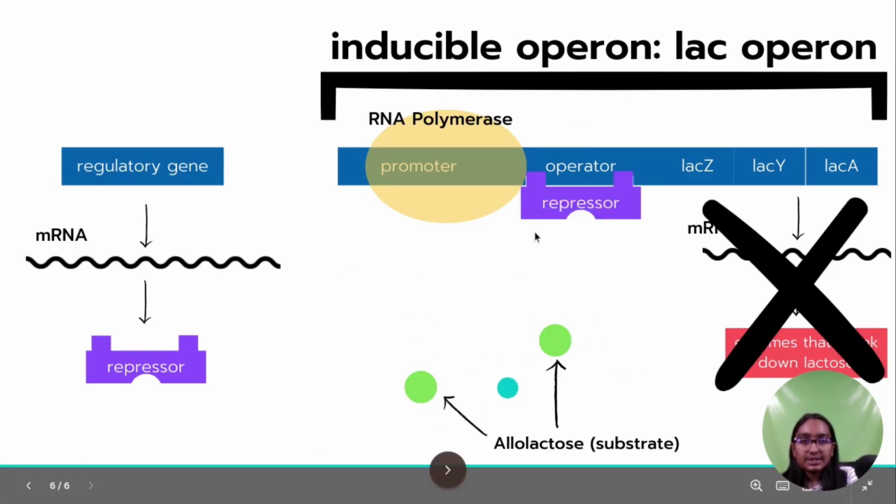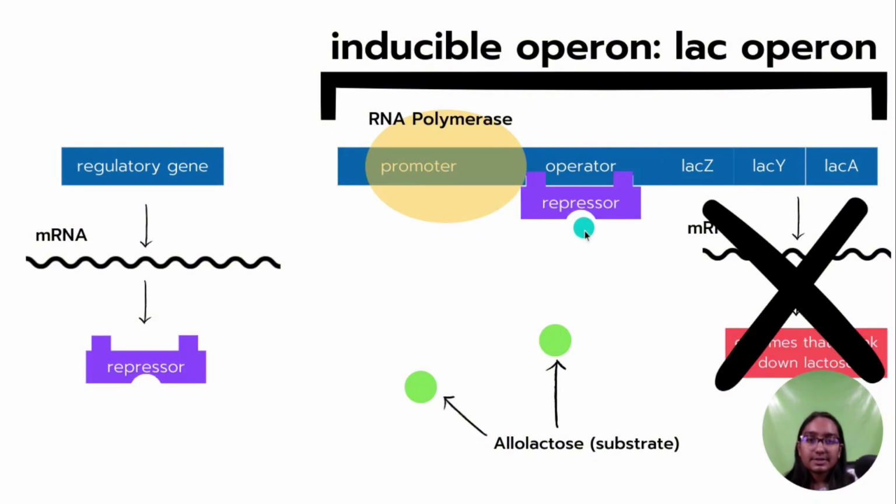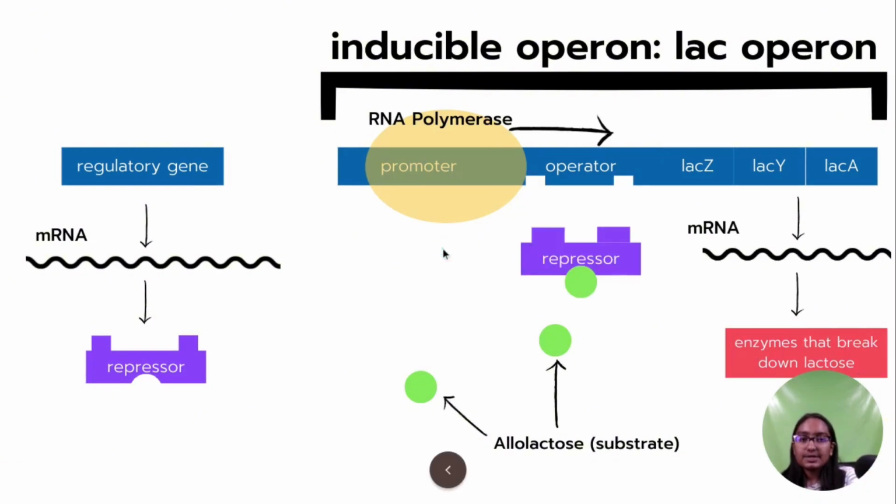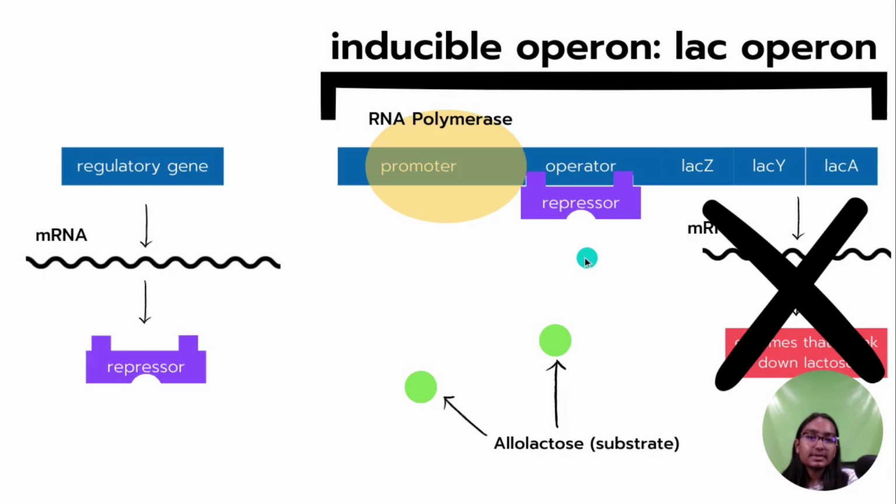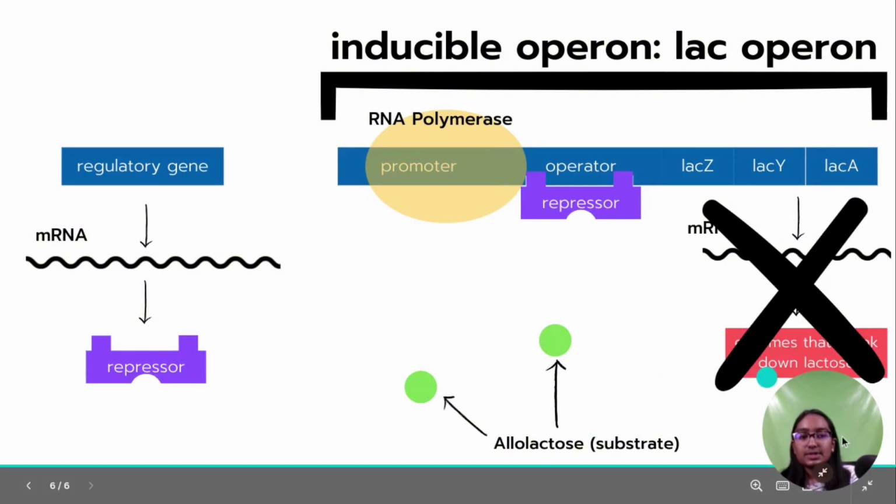And as we reduce it, eventually the substrate that was bound to the repressor before is going to come off. And when it comes off, the RNA polymerase can no longer get to the gene of interest and transcribe it, stopping transcription and translation, and our production of enzymes that break down lactose stop. And that's how inducible operons work.